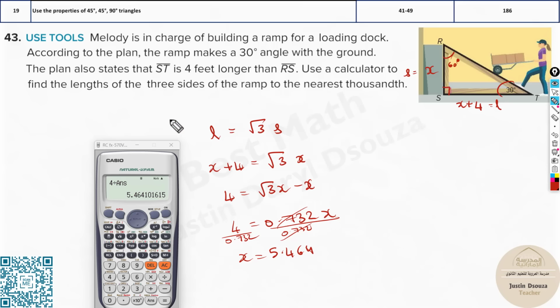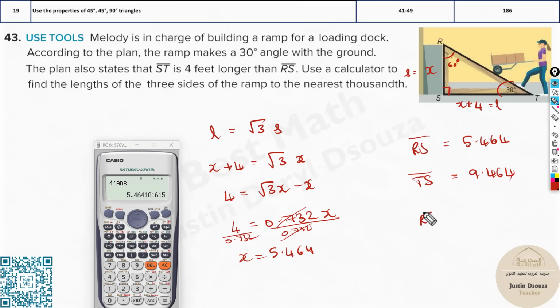It's not over. Let's see, what do we have to find? Find the three sides. Okay, I have just found the x value, that is the shortest side. RS is found, that is 5.464. Now what about the other sides? I can easily find ST. How? Because that is just x, whatever this is there, add 4 to it. It will be 9.464.